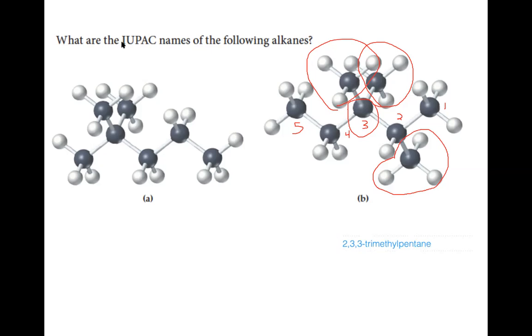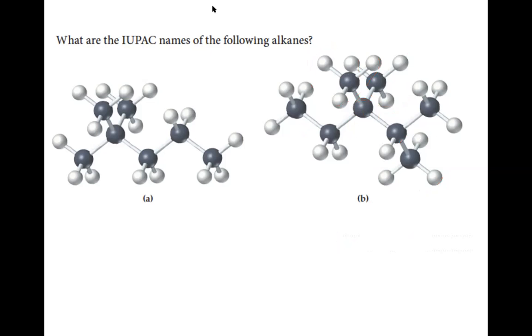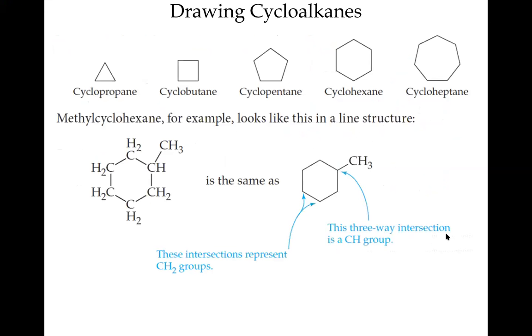2, 3, 3, because there are 2 methyl groups coming off of the third carbon. So 2, 3, 3 trimethyl, because there are 3 methyl groups total. Pentane, because that's our longest chain. Okay, and that's it for naming alkanes.